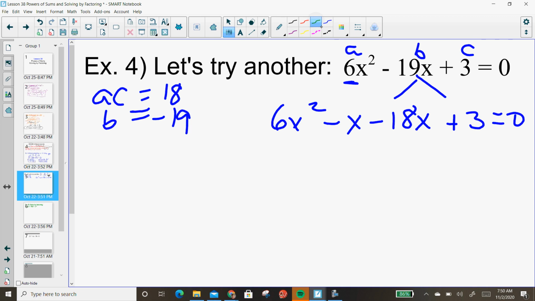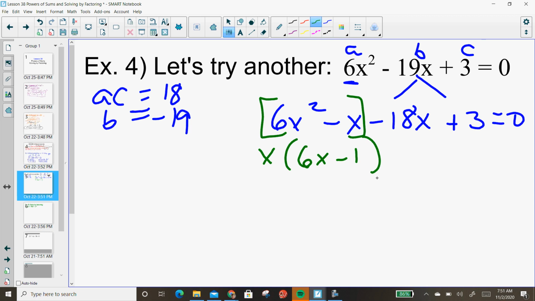Then it becomes factoring by grouping. So we're going to look for a GCF on those two. So somebody in the classroom, what's my GCF on those two? What do I get there? So we're going to pull an x out of that, which leaves 6x minus 1.